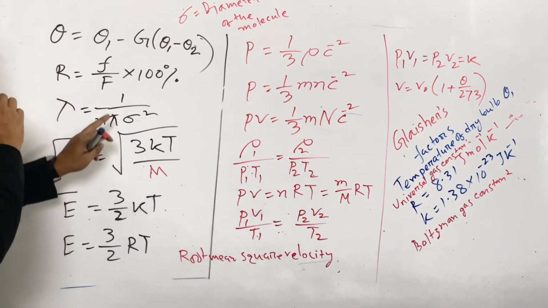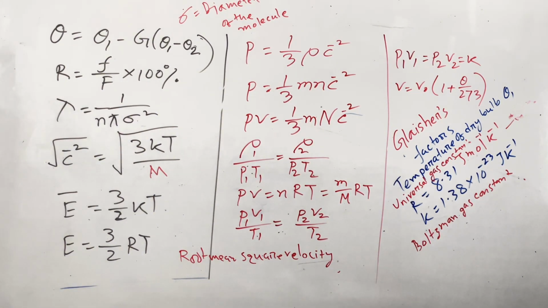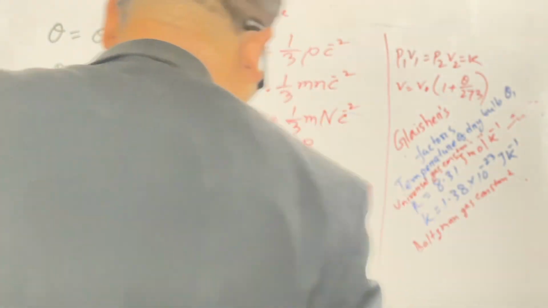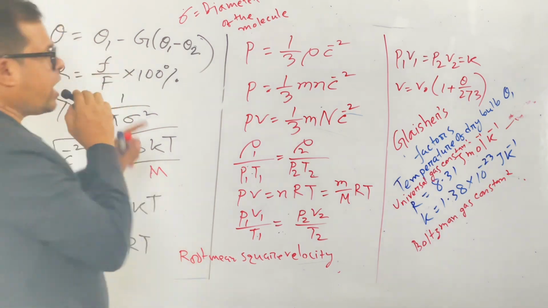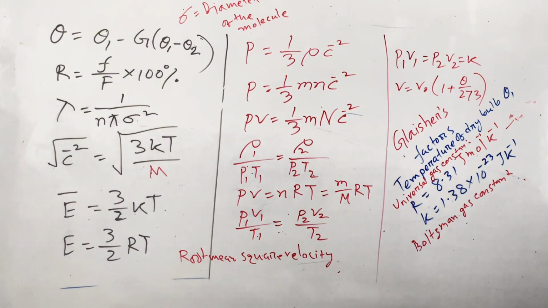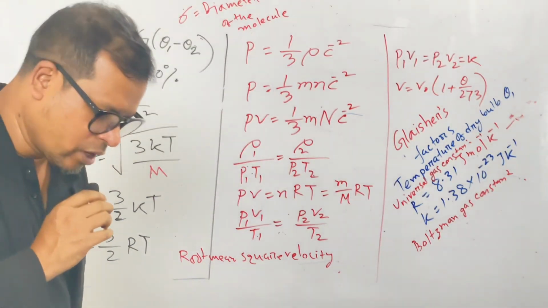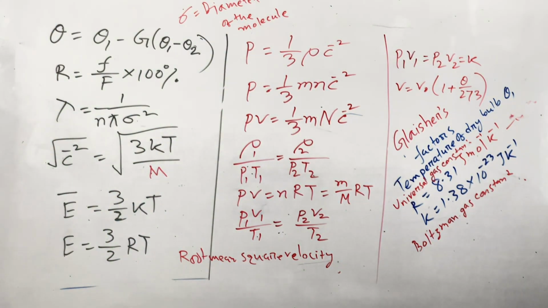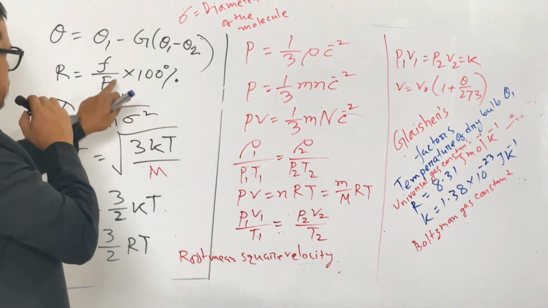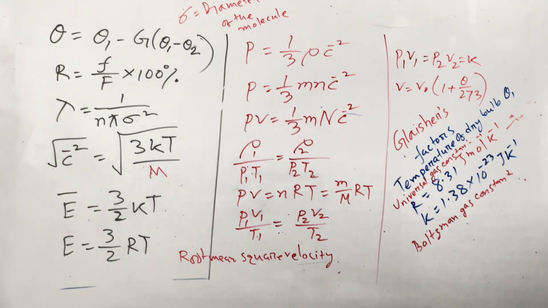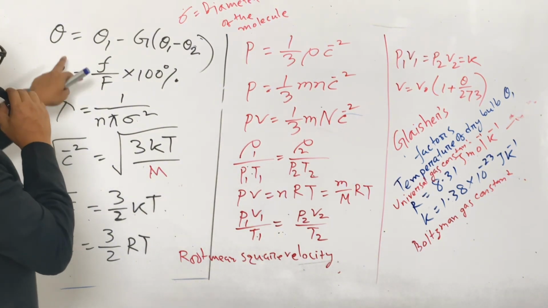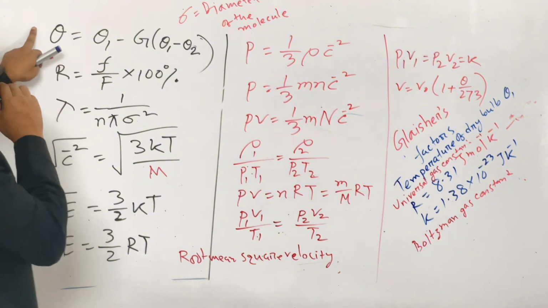R equals f over capital F multiplied by 100%. What do you mean by f? f means the saturated vapor pressure at the dew point, and capital F is the saturated vapor pressure at the temperature of the air. F over capital F multiplied by 100% gives R, the relative humidity. If you know theta 1, g and theta 2, you can find out the dew temperature.